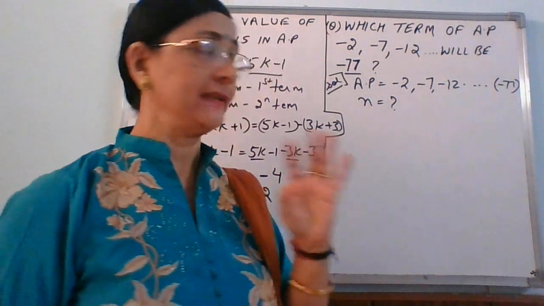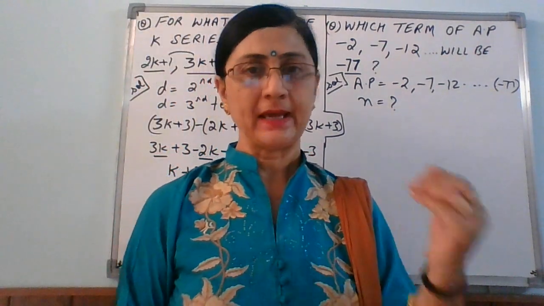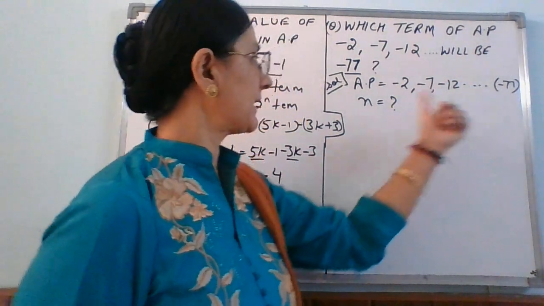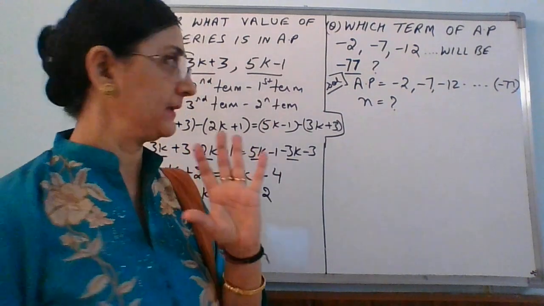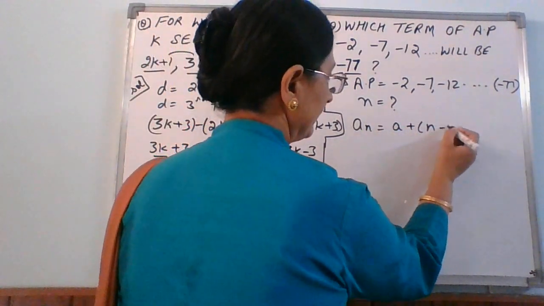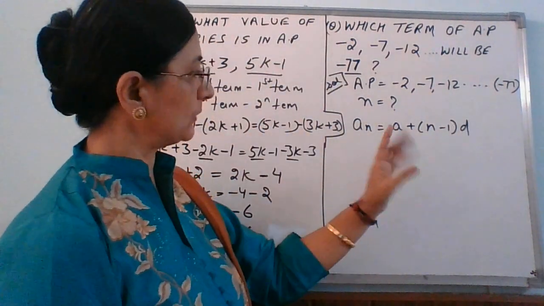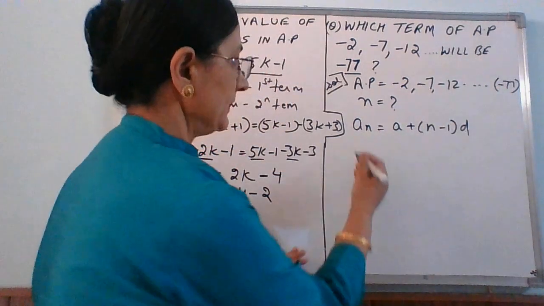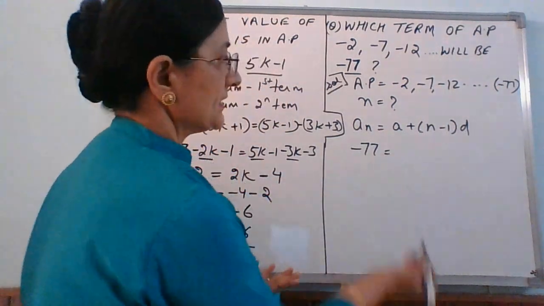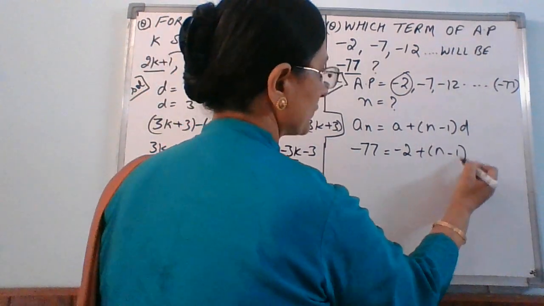So I told you the formula of the last term, right? If you have a, you have d, you have the last term, you can find n. So let us apply that formula. an is equal to a plus (n minus 1)d. For the last term, we apply this formula. What is given to you here? an, it is given as -77. What is a? a is the first term, right? And we are supposed to find what d is.